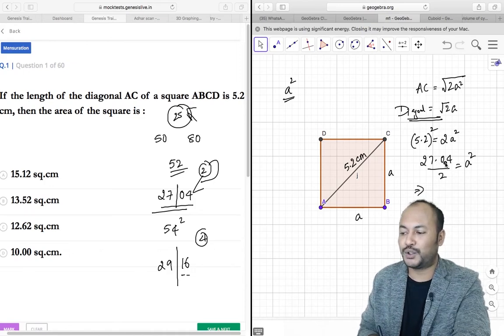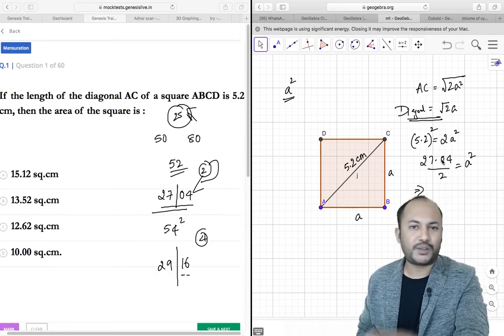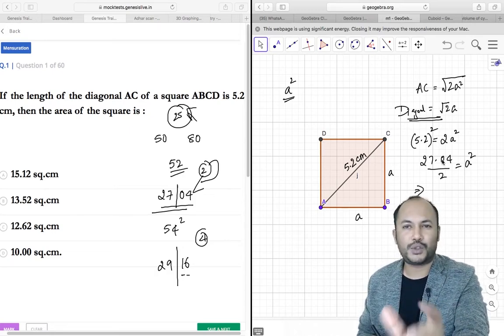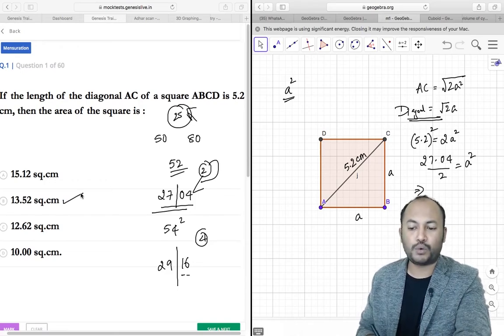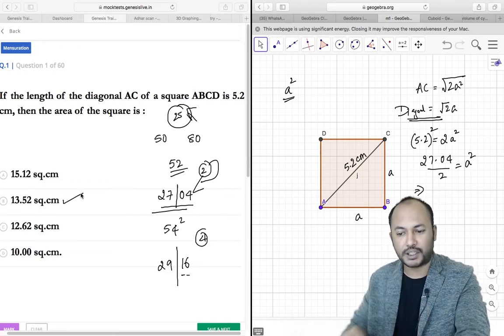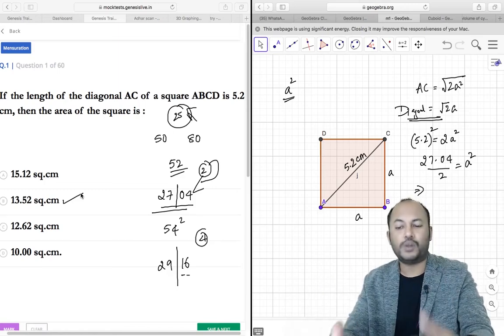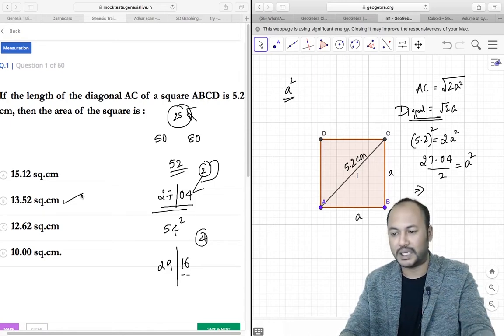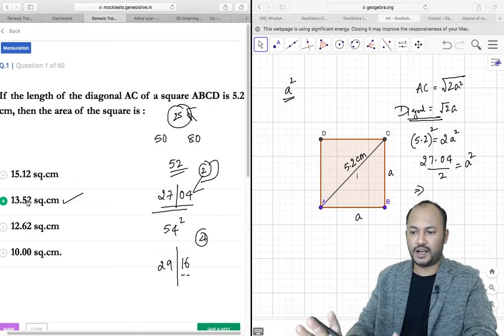To 27.04. So 26 by 2 is 13. 1.04 by 2 is 0.52. So it is going to be 13.52. I don't have to even go for those decimal parts, because the moment you see 13 point something, look at the options. The only option which has this 13 point something is option 2 or option B. There you go. The first question, very basic question.